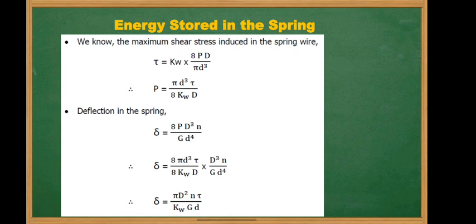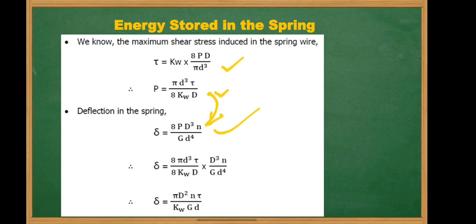We know that the maximum shear stress induced in the spring wire, which we have already calculated by using the equation tau is equal to Kw 8PD upon pi d cube. Therefore, equate this equation for P. So P becomes pi d cube tau upon 8 Kw D. Then the deflection of the spring is given by the equation delta is equal to 8PD cube N upon G d raised to 4. So put the value of force from this equation into this equation.